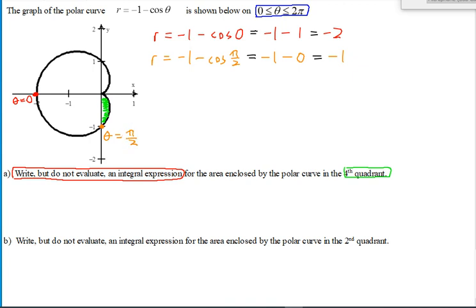So from this, what we can see is if we were asked to find the area in the third quadrant, right here, it would be from 0 to pi over 2. That's where it starts, that's where it stops. That would give us the area right there. And that's not what we're asked for, the fourth quadrant. So let's keep going. So now we've got r equals -1 minus, let's try the next easy angle, pi, cosine of pi.